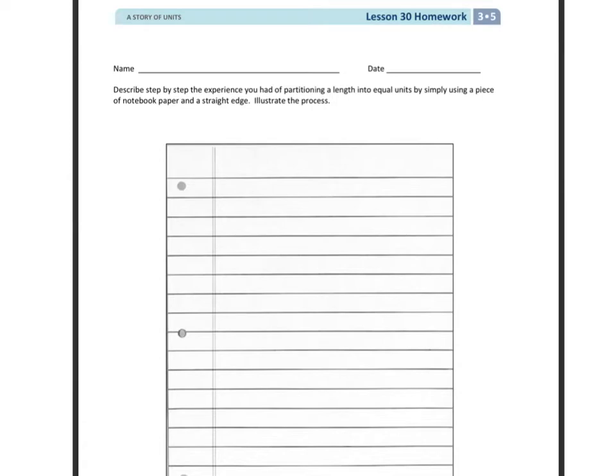The directions state, describe step by step the experience you had of partitioning a length into equal units by simply using a piece of notebook paper and a straight edge.